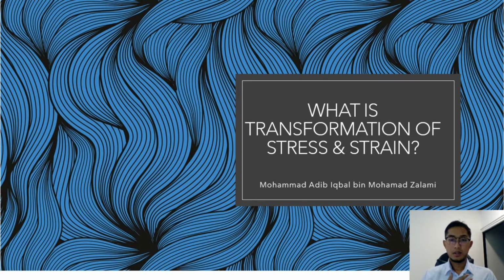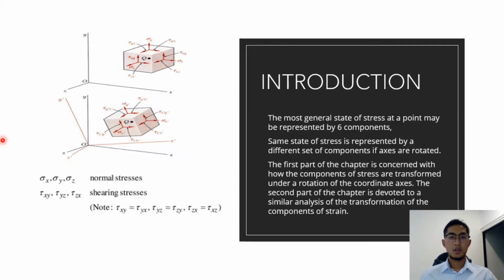Before that, my name is Mohamad Iqbal Zalami, and I will share about the transformation of stress and strain. So let's continue to the introduction. The most general state of stress at a point may be represented by 6 components. The same state of stress is represented by a different set of components if axes are rotated. The first part of the chapter is concerned with how the components of stress are transformed under a rotation of the coordinate axes.